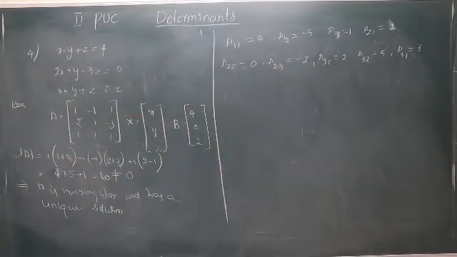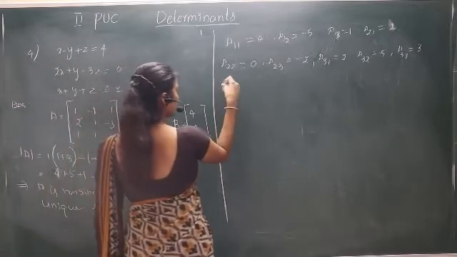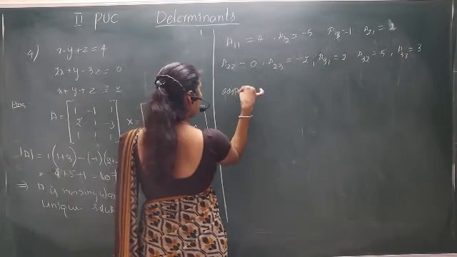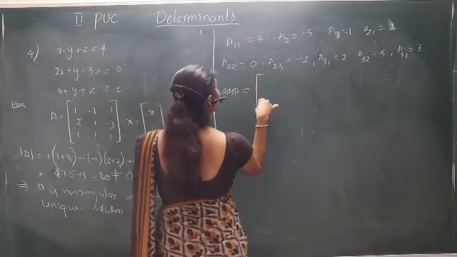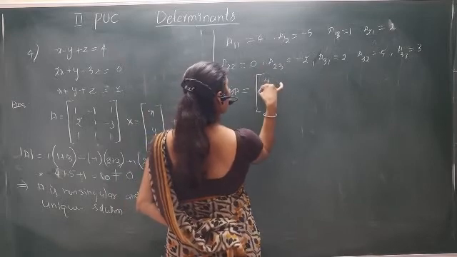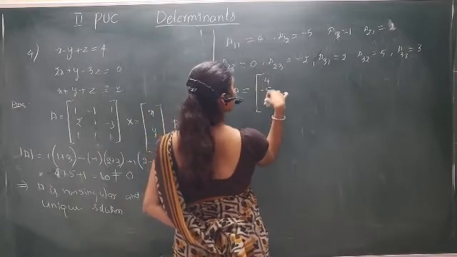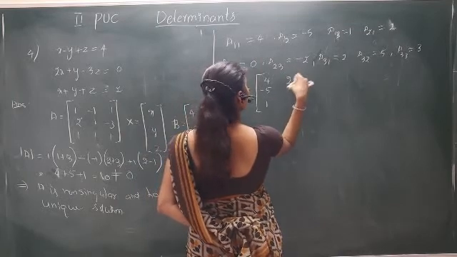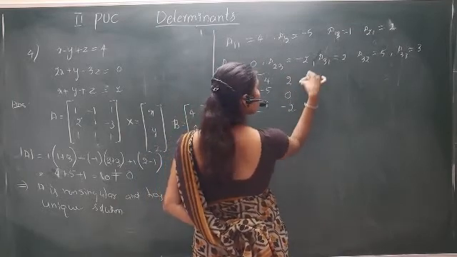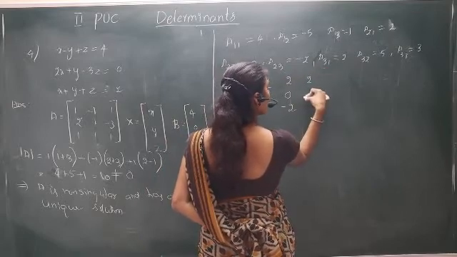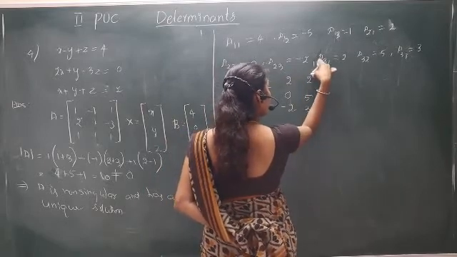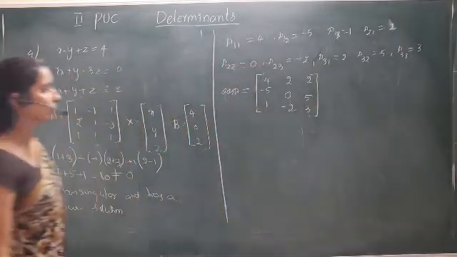So this is the cofactor matrix: 4 minus 5 1, then 2 0 minus 2, then 2 5 and 3. Okay, correct. Therefore the adjoint of A is equal to the transpose of these: 4 2 2, minus 5 0 5, 1 minus 2 3. So this is the value of adjoint A.